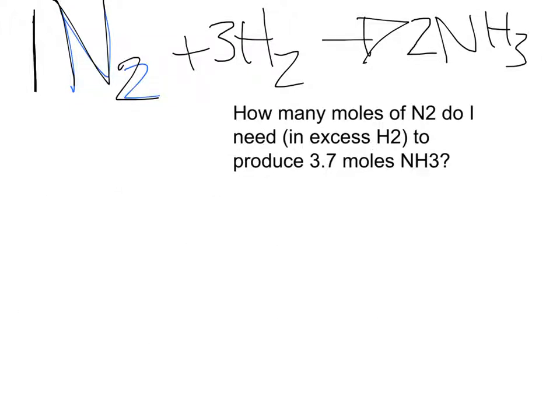In your textbook, you might see a question like this. How many moles of N2 do I need in excess H2? So I'm not going to worry about the H2. I have excess, I have as much as I need to produce 3.7 moles of NH3.